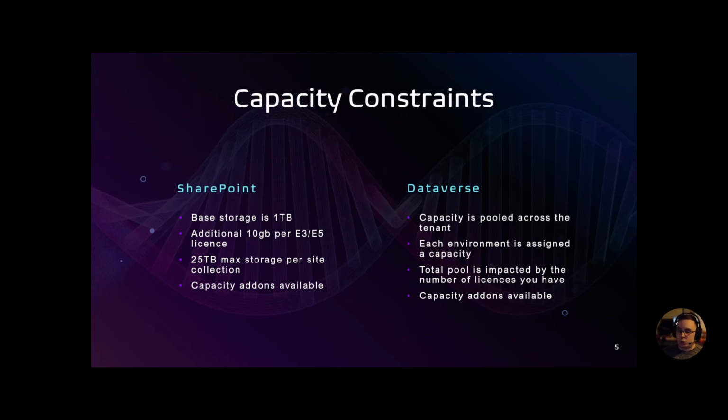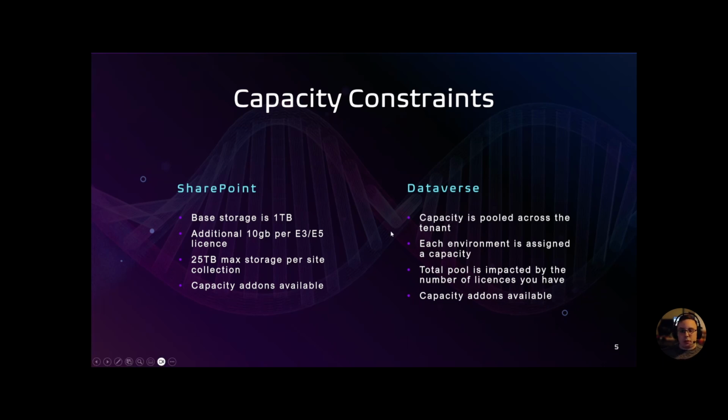So yeah, SharePoint's very simple in terms of its capacity constraints, in terms of working out how much capacity you have, and in terms of outlining kind of how much you're allowed to store in each site collection. Obviously, Dataverse is a bit more flexible in that we have a limit on how much we're able to store in each environment, but that's decided at the environment kind of settings level in terms of how much are you going to give it out of your total pool.